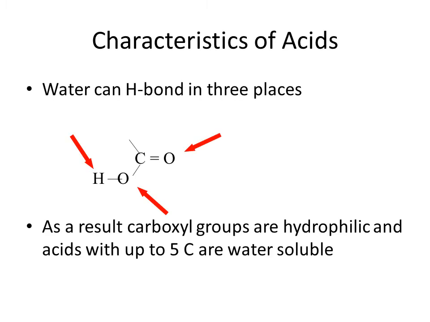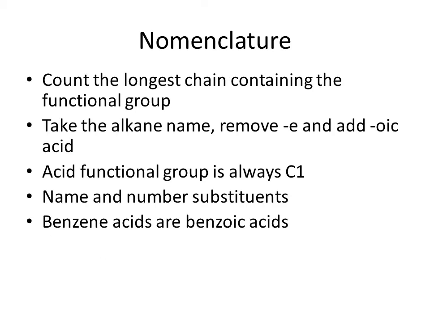Because water can hydrogen bond in so many places, the carboxyl groups are very hydrophilic, and acids with up to 5 carbons are water soluble. To name acids, we count the longest chain that has that functional group. So you take the alkane name, then remove the E and add oic acid on the end.